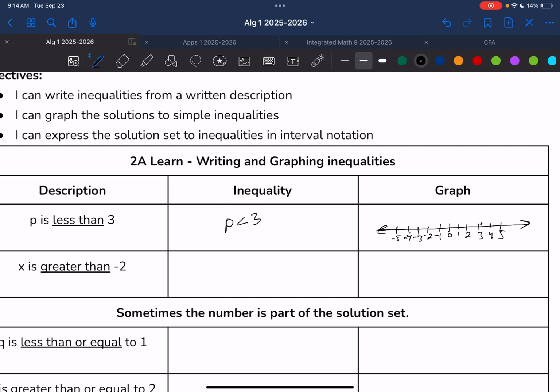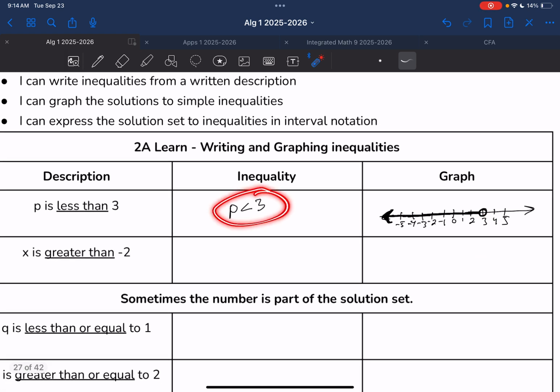So if we want to do that, we would start at 3. And note that anything smaller than 3, so we would shade to the left of 3. So all of these values over here would be solutions to this inequality. And notice how 3 is an open circle, right? That's intentional. That's because 3 is not less than 3.